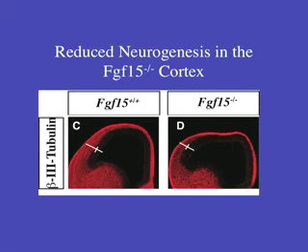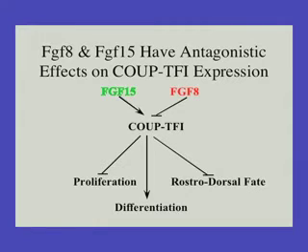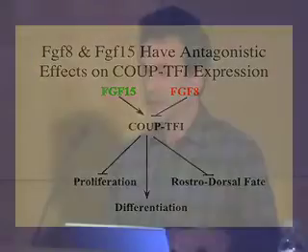So our friend COUP-TF1, we know, inhibits proliferation, promotes differentiation, and represses rostral dorsal fate. And at least we've defined two important regulators of its expression, FGF-15, which promotes its expression, and FGF-8, which puts a brake on its expression. So we're beginning to understand how this COUP-TF1 expression pattern or gradient is generated, and then we understand a bit about how COUP-TF1 controls these important features of building a cortex.